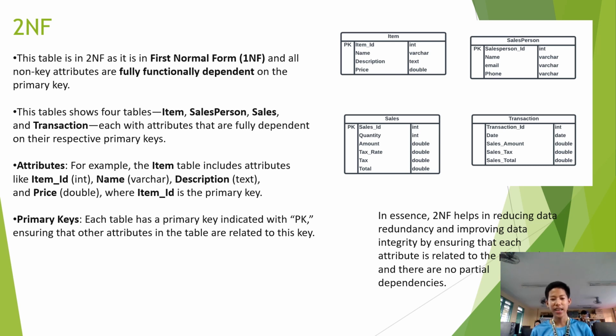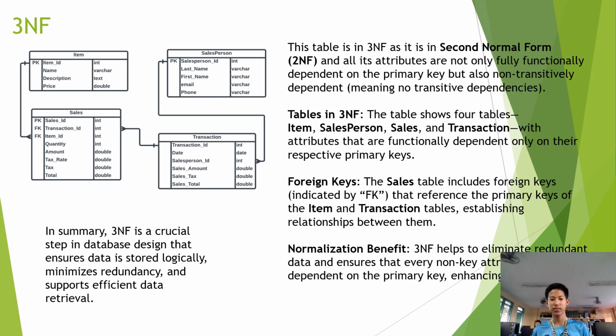For example, the item table includes attributes like item ID, integer, the name, varchar, the description, text, and price, double, where item ID is the primary key. Each table has a primary key indicated with P key, ensuring that other attributes in the table are related to this key. In essence, second normal form helps in reducing data redundancy and improving data integrity by ensuring that each attribute is related to the primary key, and there is no partial dependency.